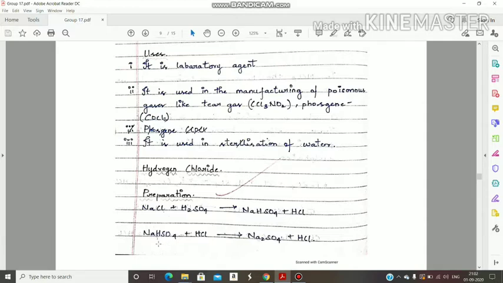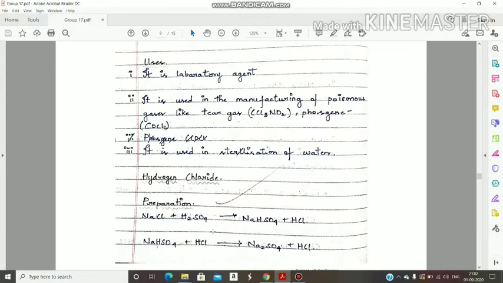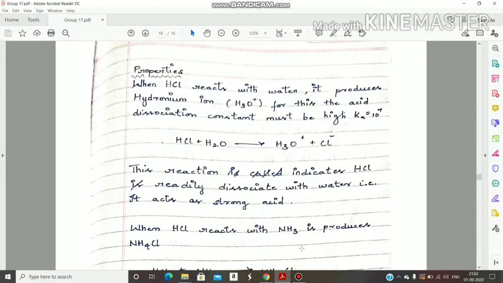And one more preparation: sodium hydrogen sulfate. When this sodium hydrogen sulfate reacts with NaCl, this is not HCl, you just correct it, NaCl, then also we get HCl along with Na2SO4. These are the two preparation methods of HCl.